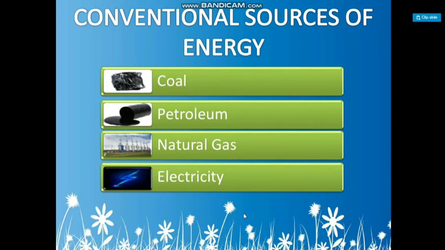Conventional sources of energy. Coal. It is the most abundant available fossil fuel. It is used for power generation to supply energy to industry as well as for domestic needs. Coal is formed due to the compression of plant material over millions of years.